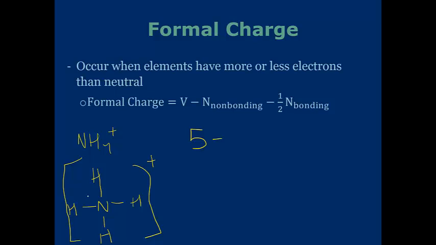Now, if you look, there are no electrons on nitrogen that are non-bonding, so this is going to be 0. And then you subtract half of the bonding electrons. In this case, there's 8. 2, 4, 6, 8. So this would be 8. And we end up with 5 minus 0 minus 4, which is going to net us plus 1. So the formal charge on the nitrogen in NH4 plus is going to be plus 1.